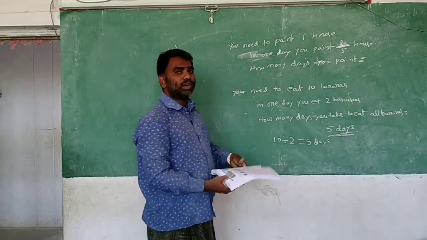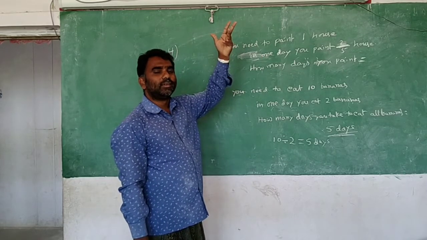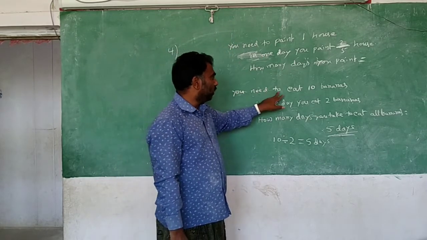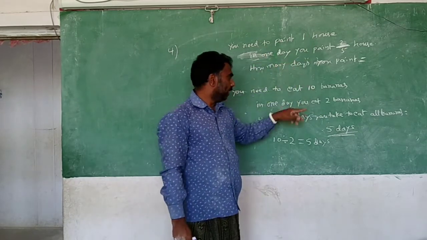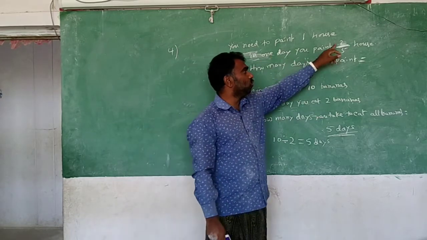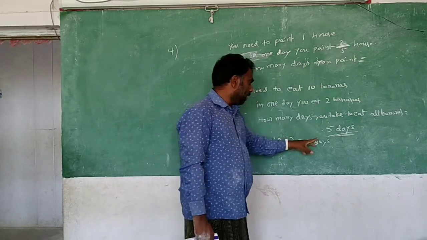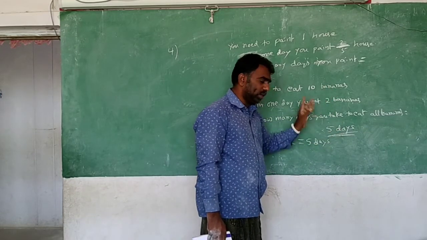So here what you have done is division. There also, what should we do? Division. Do you understand? Here you need to eat 10 bananas. Here you need to paint one house. Here in one day you can eat 2 bananas. Here in one day you can paint 2 by 5 of the house. Here, how many days are taken to eat? Means you have done the division, 10 divided by 2, 5.